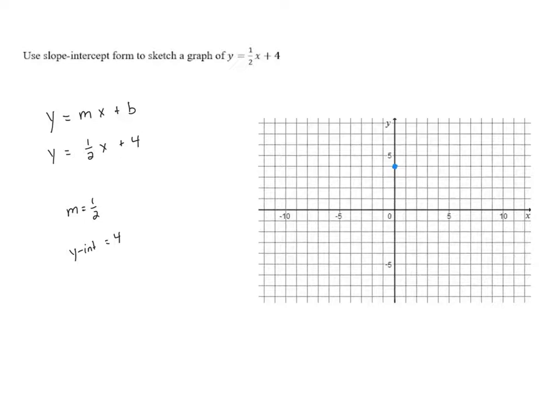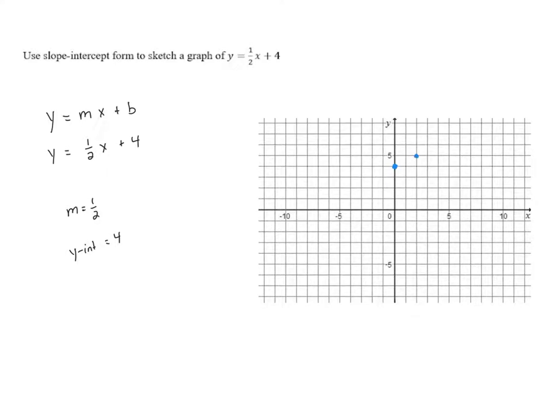The slope is 1/2. And remember that the slope is always rise over run. So from our starting point, the y-intercept, we rise up 1 and we run to the right 2. The rise is 1, the run is 2. So that gives us another point that we can plot.